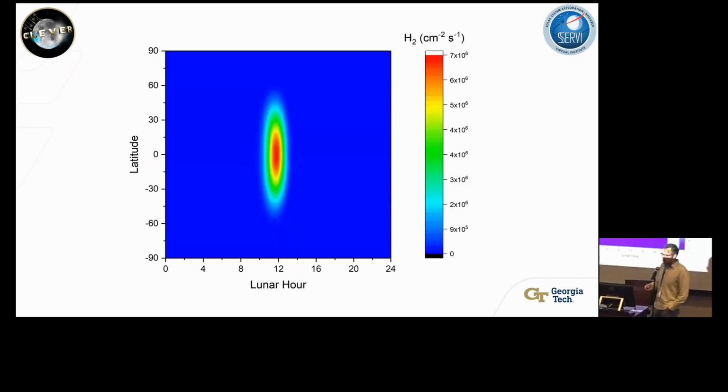Okay, so this is the simulated expected outgassing for molecular hydrogen. This is after about 10,000 lunar days again. You can see it's centered around the subsolar point in those warm equatorial regions. It's a thermally driven process. The magnitude is very similar to water as well, about 10 to the 6, 10 to the 7 molecules per centimeter squared per second.